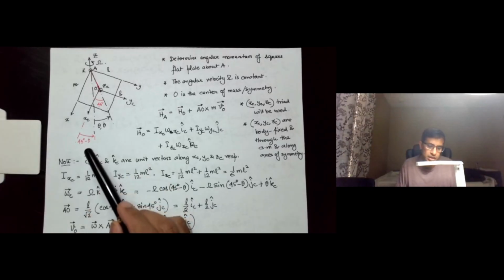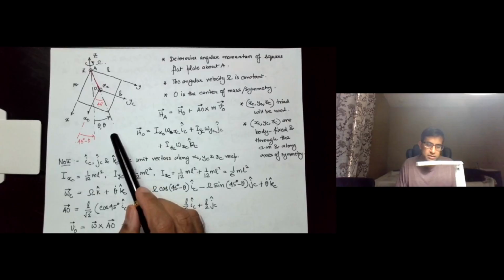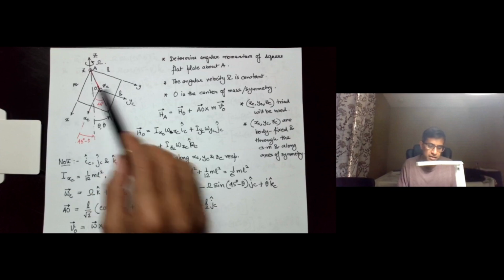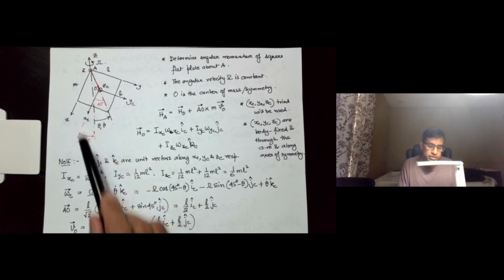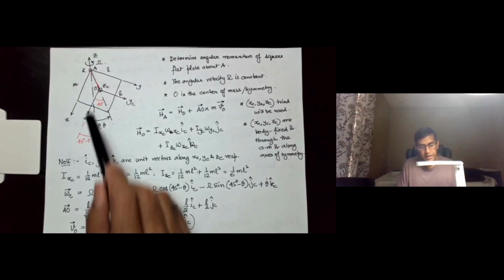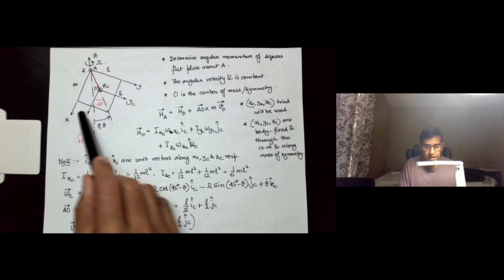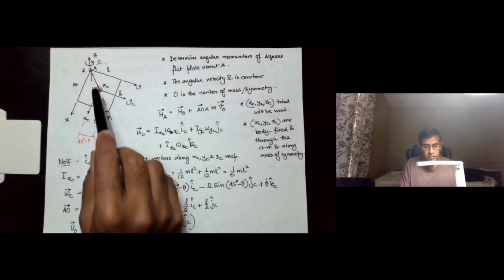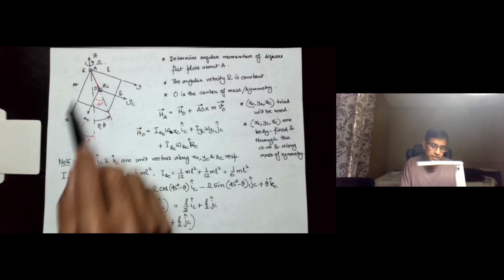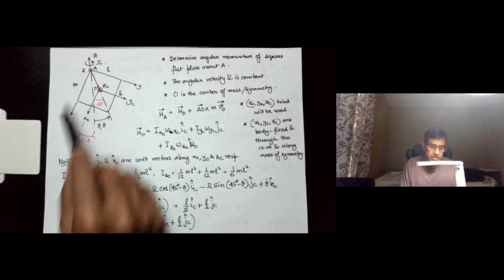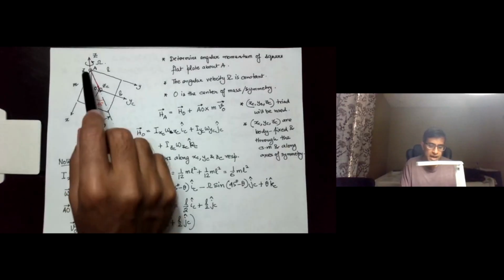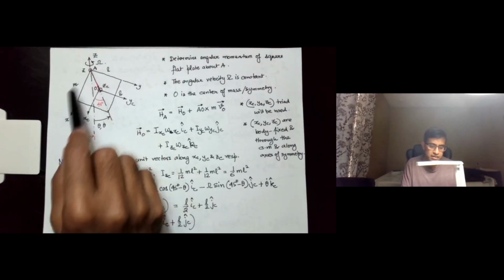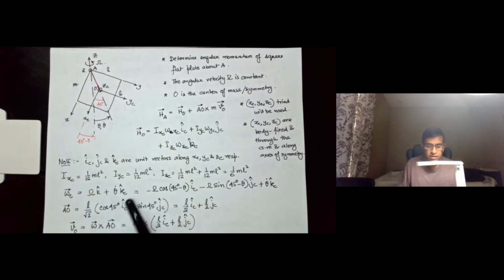Now the way the coordinate systems have been described is that there are two coordinate systems. The point O is the center of mass, that is the center of the square, and there is a body fixed coordinate system xc, yc, zc. Xc and yc are on the surface of the plate, and zc is perpendicular. There is another coordinate system, small x, y and z, such that small x and small y are along the edges of the square, and z is perpendicular to the surface of the square.